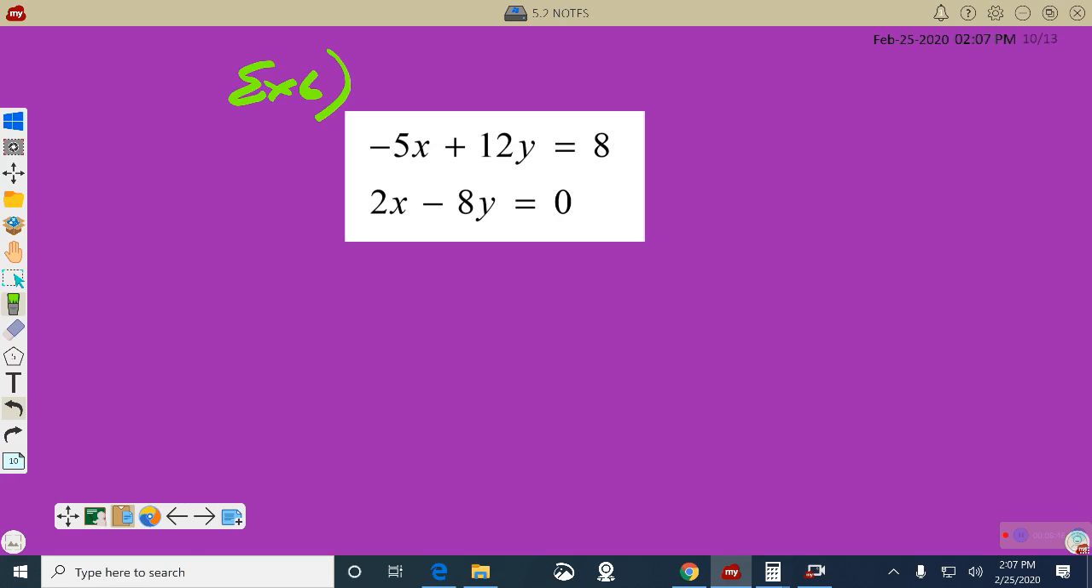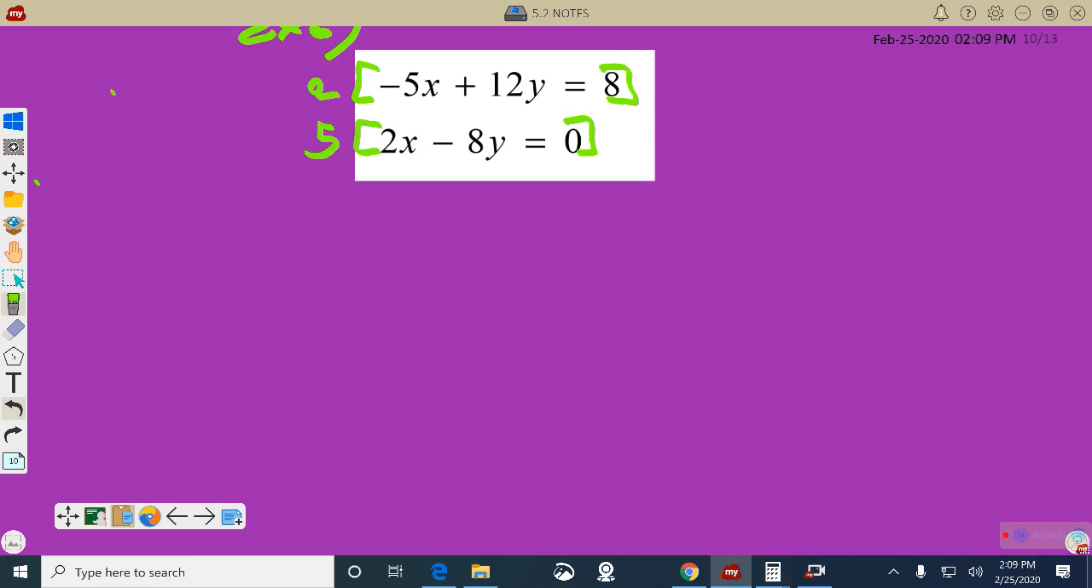This is child abuse, huh? So, yeah. Hit it, but nice and neat for my audience. So the first equation he's multiplying by 2, so he can get a negative 10x. I got you. Equals what? Yeah, equals this.